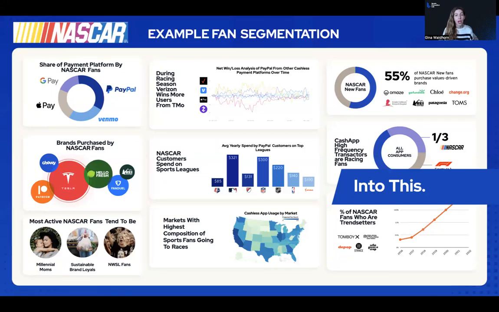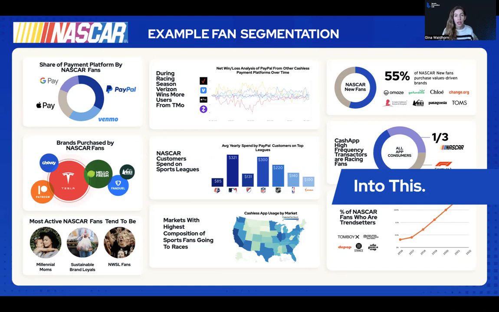This is an example of a fan segmentation for the NASCAR fan that shows us NASCAR fans' preferred cashless payment provider. That shows us some of their top brands, from Tesla to FanDuel and Chewy, their pet owners. That helps us understand if they're buying diapers and they're parents, or they also are fans of women's sports. During racing season, do subscription behaviors change? What's their next favorite league outside of NASCAR? What are their favorite sustainable brands?